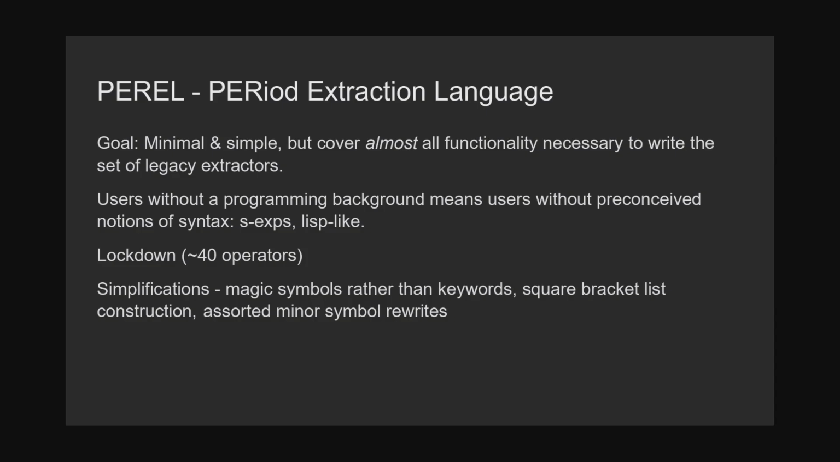There's also a set of simplifications to minimize the need to learn cultural aspects or historic aspects of the Lisp language, things outside of the necessary domain, etc. So we don't really have keywords, we just treat everything as magic symbols. We have a square bracket list construction thing, and minor rewrites of the symbols, like true and false rather than t and nil.